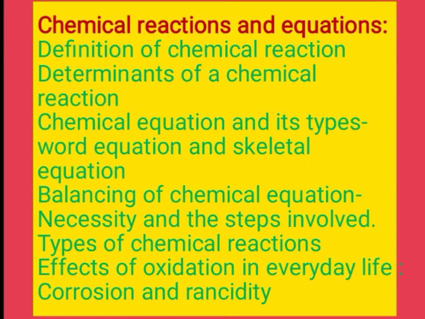Types of chemical reactions. We learnt that there are 6 types of chemical reactions: combination reaction, decomposition reaction, displacement reaction, double displacement reaction, oxidation reaction and redox reaction. In combination reaction, 2 or more reactants combine to form a single product. But in decomposition reaction, it is vice versa. That is, a single reactant decomposes into 2 or more products.